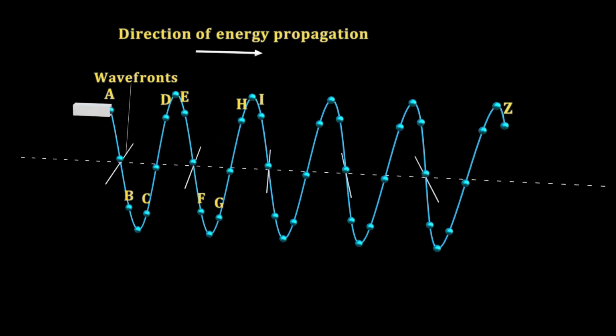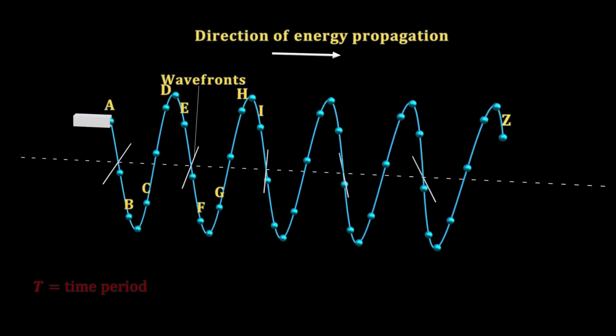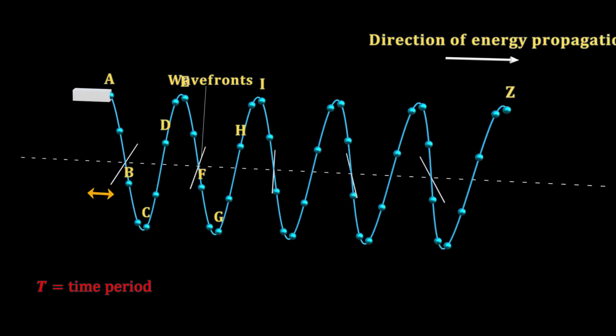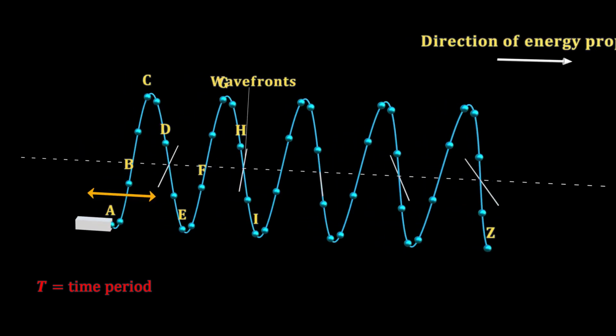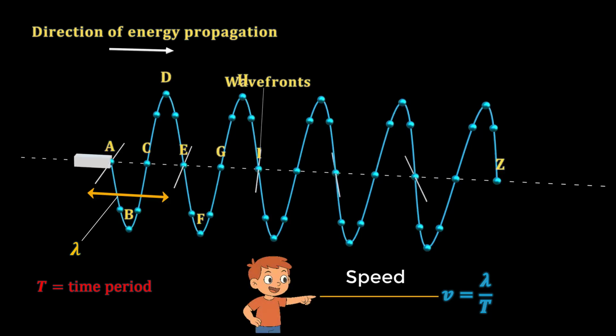To find the speed of the wavefront, let us look at the distance traveled by a wavefront in one time period, capital T. The distance covered by a wavefront in one time period, capital T, is equal to the wavelength lambda of the wave. Therefore, we can write v equals lambda over capital T, where v is the speed of the wavefront. If we substitute 1 over capital T by f, then we have v equals f lambda. And this equation basically is one of the most important equations in waves.